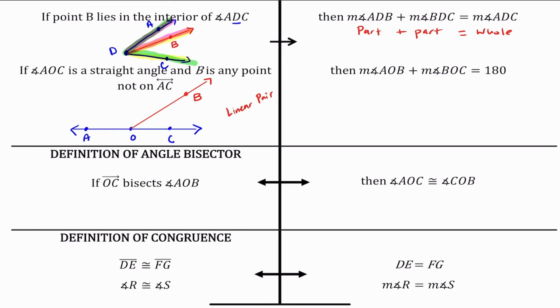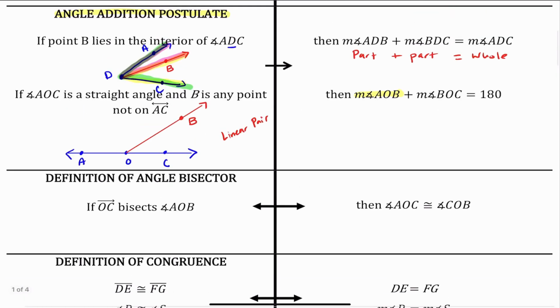Allow me to use this opportunity to highlight. So the measure of angle AOB is right here, which is that angle, plus the measure of angle BOC, which is this angle. And if you add these two angles together, what are you going to get? You're going to get 180 degrees, which is usually the case whenever you have a straight angle or a linear pair.